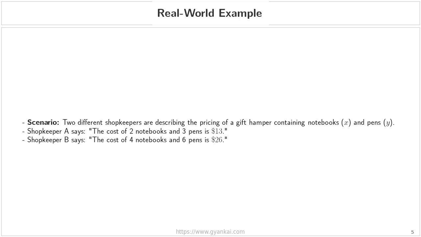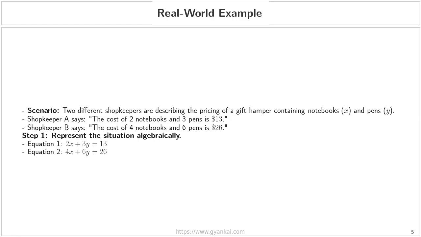At first glance, these might look like two different pieces of information, but let's see what happens when we solve them algebraically. In step 1, we translate these sentences into mathematical equations. For the first shopkeeper, our first equation is 2x plus 3y equals 13. For the second shopkeeper, our second equation is 4x plus 6y equals 26.